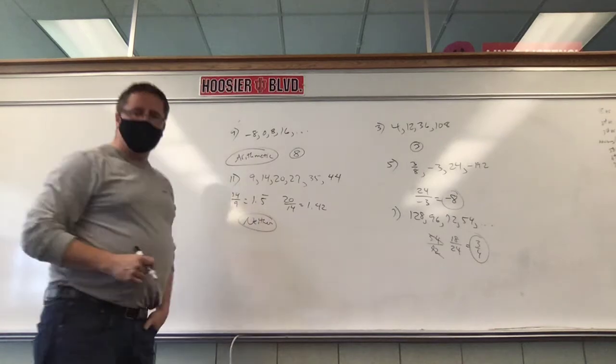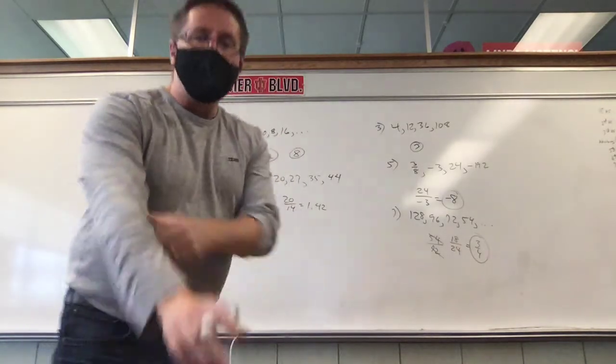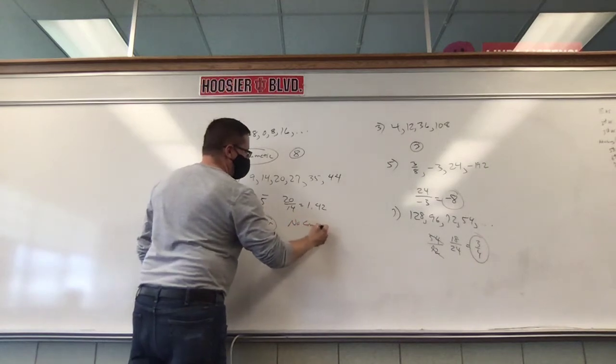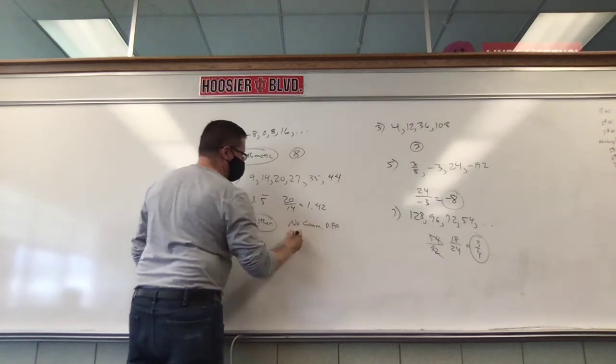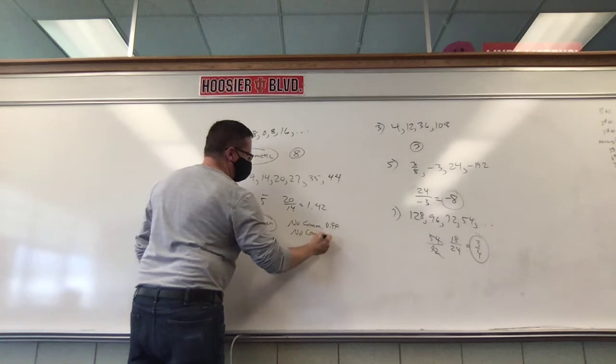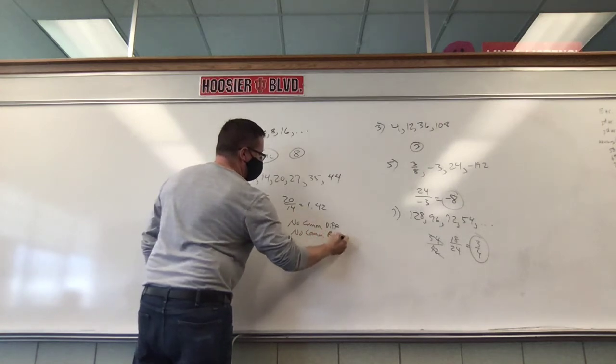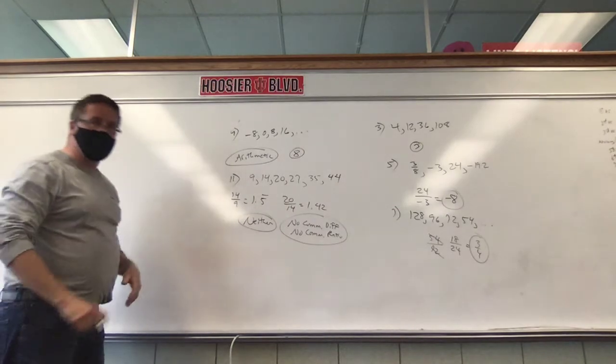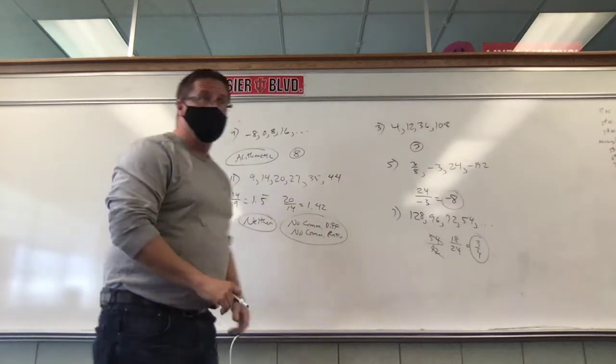And what do we fill in the blanks here with? There's no common difference, and there's no common ratio. It's neither one, okay? If there was a common difference, it'd be arithmetic. If there's a common ratio, it'd be geometric. There's neither one, okay?